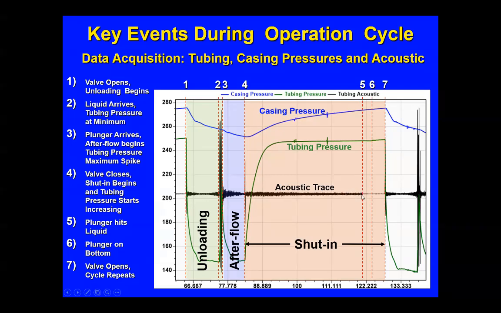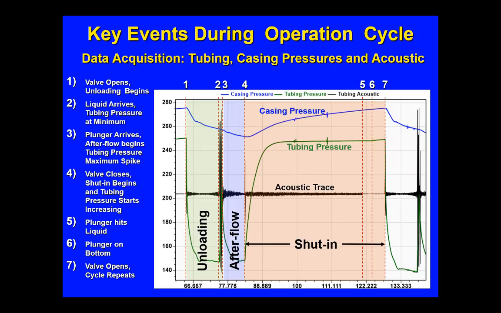We can listen to when the plunger hits the liquid, and we can see based on acoustic data and pressure data when the plunger is resting on bottom. And we analyze some of the data to review some of that. So plunger resting on bottom, that's a complete cycle. Then after that, you have the valve opening again and a new cycle begins. So this goes over and over. And this is basically how a normal plunger cycle works.